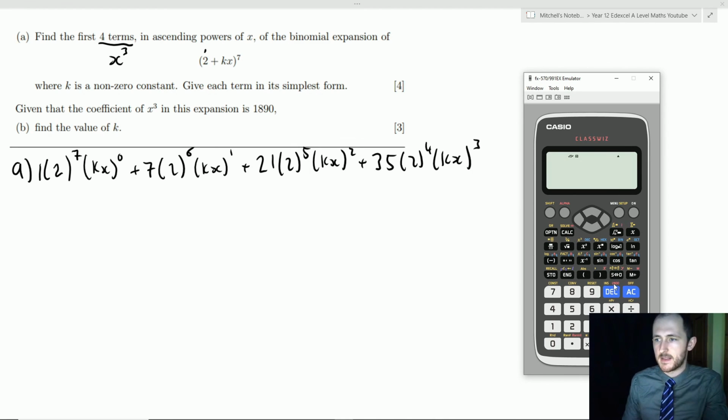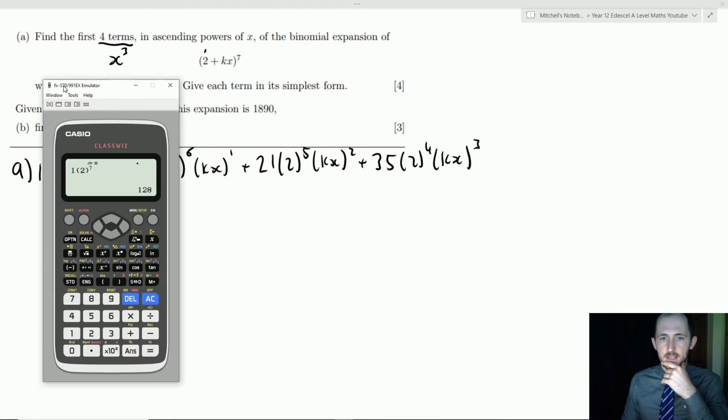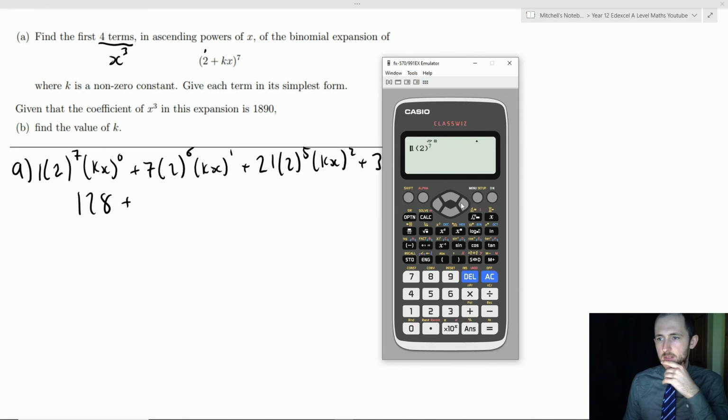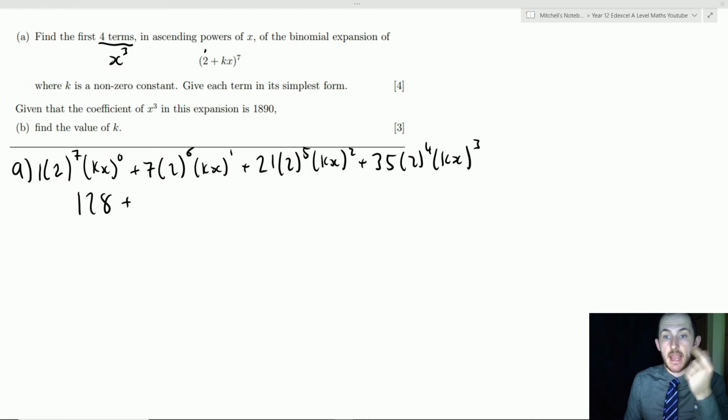But now we need to actually work out what these values are. And this is where some students mess up. So I write the exact thing it says here. So 1. And normally I would actually include the bracket of the x in it. But because we have a k, which is an unknown, I'm not going to do that. So the first thing is 128. Plus. And what I do is I change the number in front, 7. The end. 448. Now it's kx.